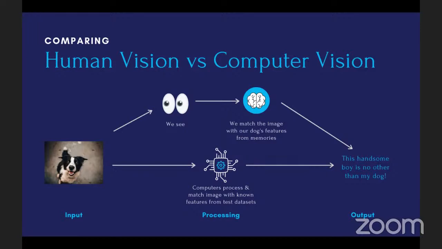So I will tell my computer vision model or a neural network model that this is an image of a dog, this is an image of a cat, this is an image of a donkey. And whenever in the future my deep learning model sees an image of a cat, dog, or donkey, it will be able to classify that yes, this is a dog, this is a cat, and this is a donkey.